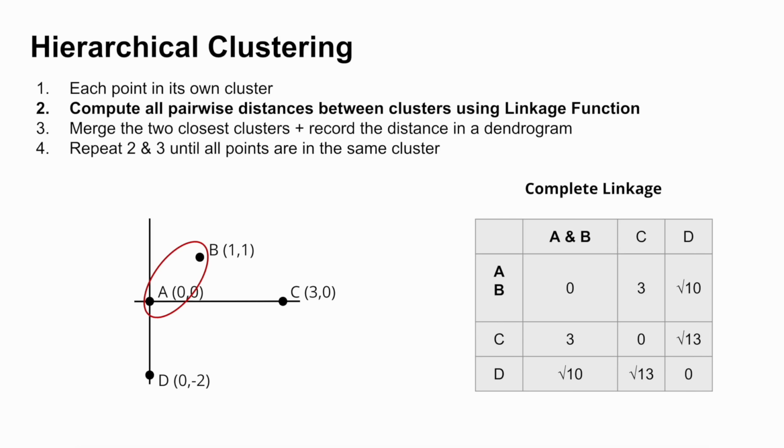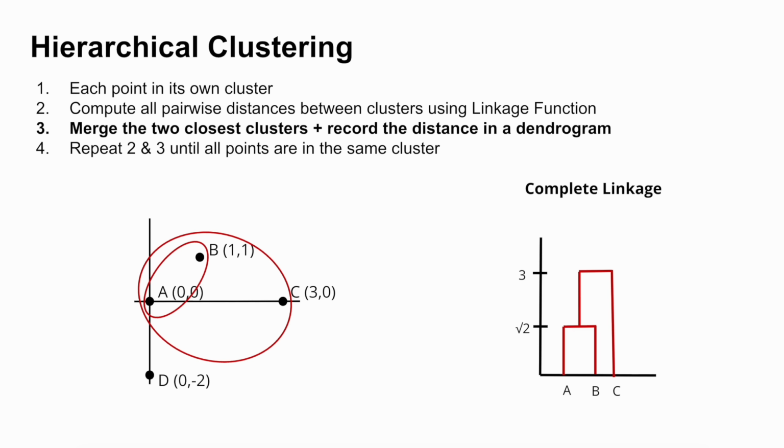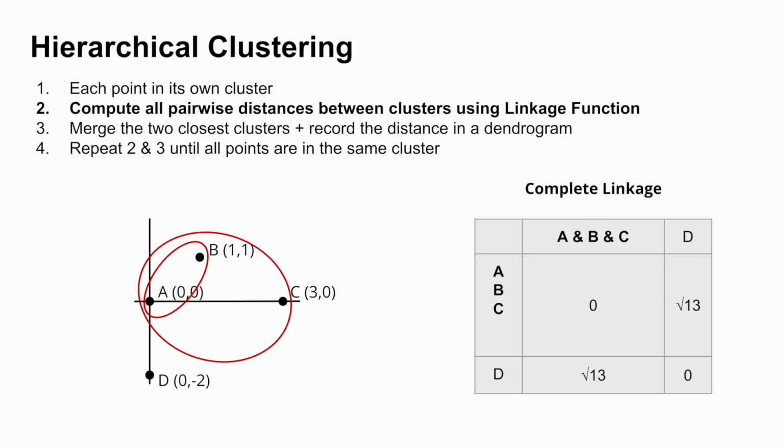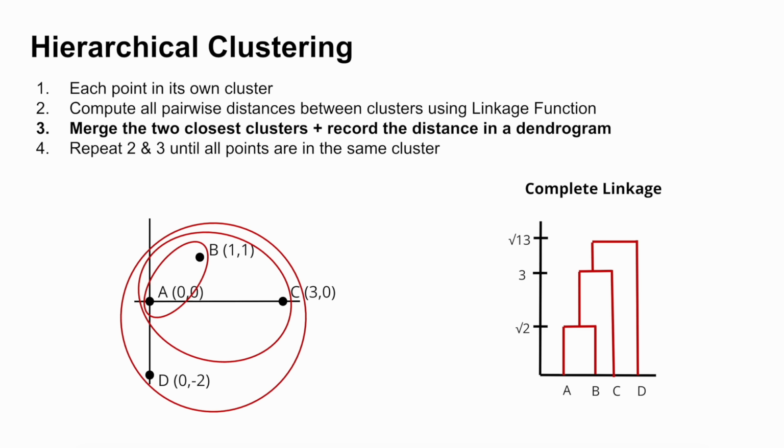Now that the distance matrix is updated, we find and merge the two closest clusters, which are AB and C. We record in the dendrogram that AB and C would merge at a distance of 3. Finally, we update the distance matrix, and we merge ABC with D.